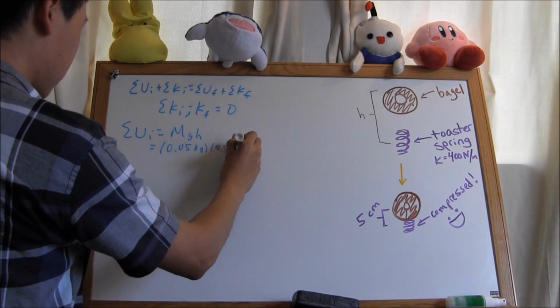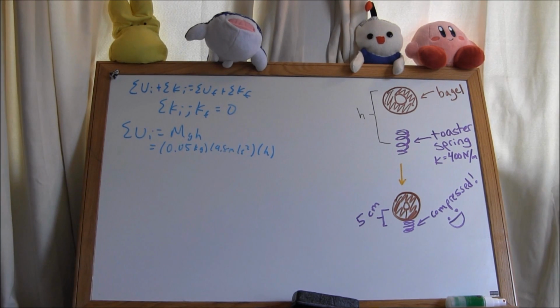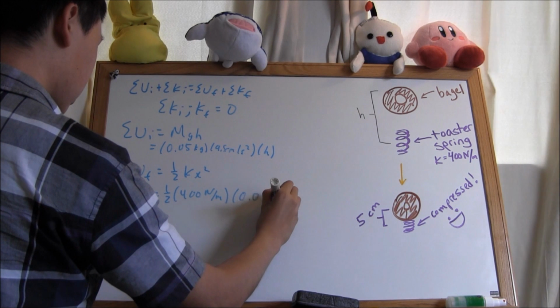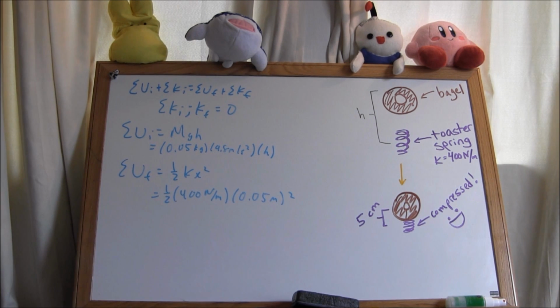So our initial potential energy is gravitational potential energy, which is equal to mass times gravity times the height that it was dropped. Because our spring is an ideal spring, the final potential energy is equal to spring potential energy, which is equal to 1/2 times the spring constant times the displacement of the spring squared.